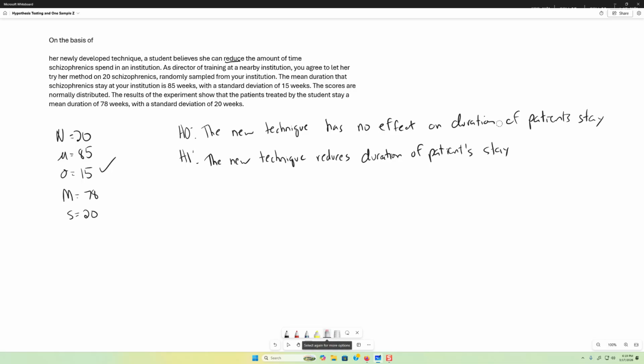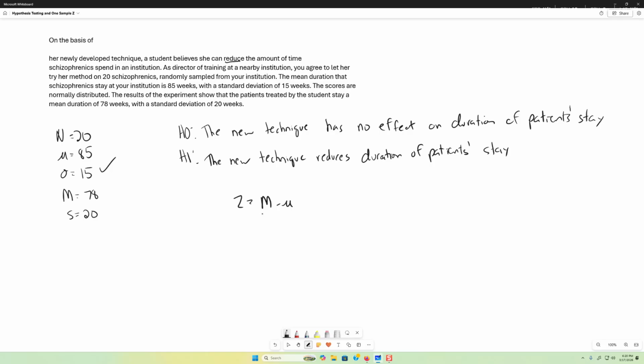That should be S apostrophe, with the apostrophe there. Okay. So this is a directional hypothesis because we're talking about reduce, make less. So we're looking in the left tail only. So now we're going to compute the z-score.